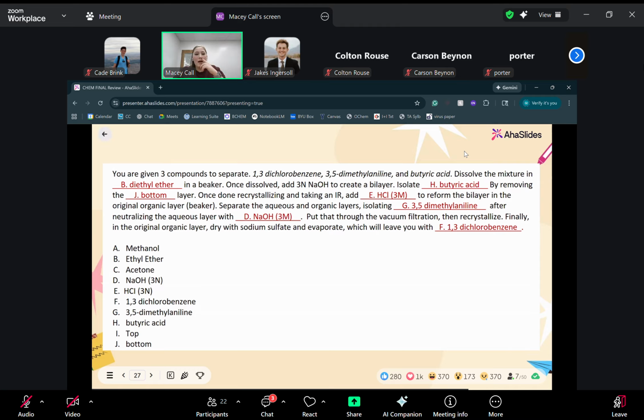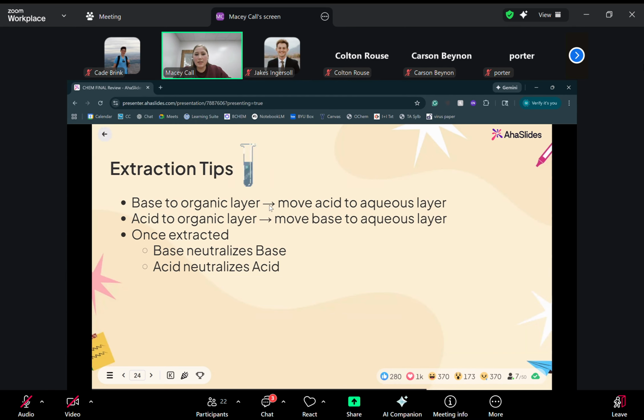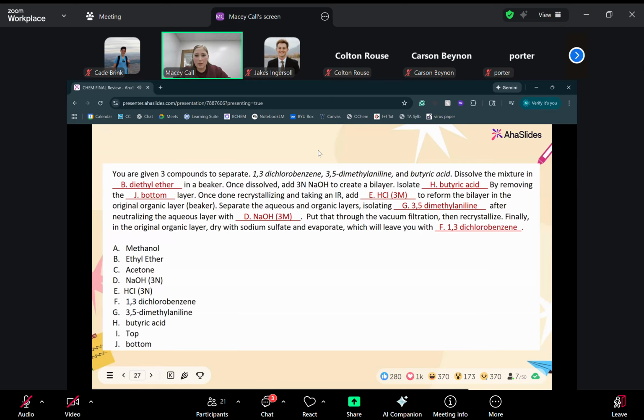Continuing reading. Once dissolved, add 3 NaOH to create a bilayer. So what did I just add? I added a base, right? So if we go back to my fun little hacks that I gave you, if I add a base to an organic layer, what am I going to do? I'm going to move my acid to my aqueous layer. So I'm going to add NaOH and I'm going to remove my acid. So I isolate my butyric acid.